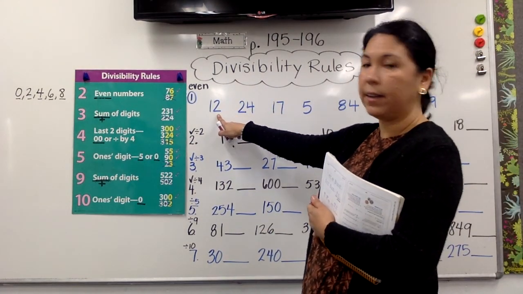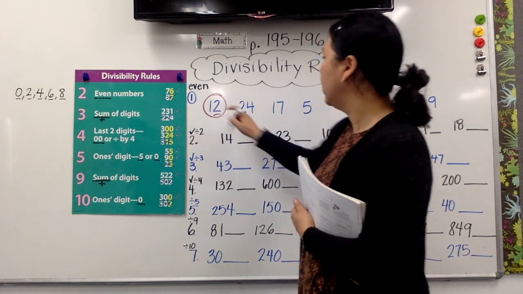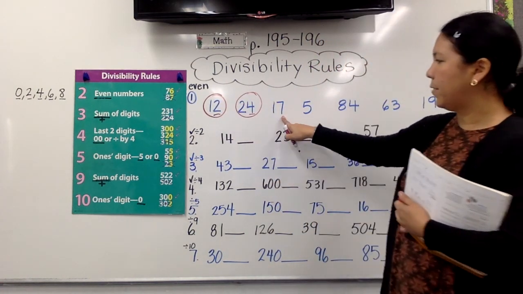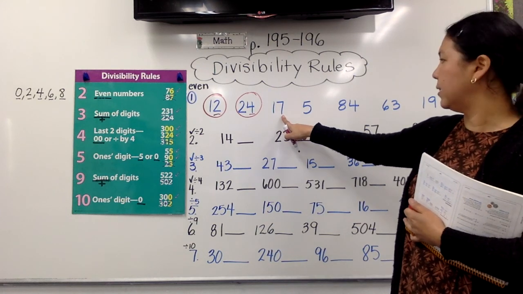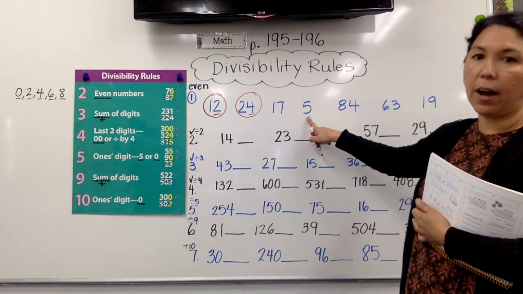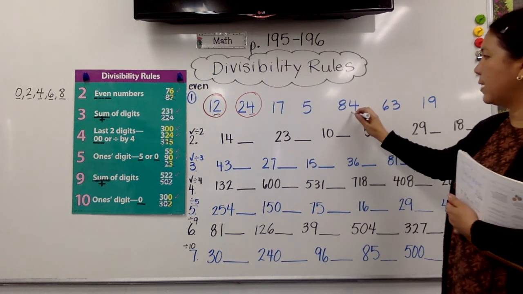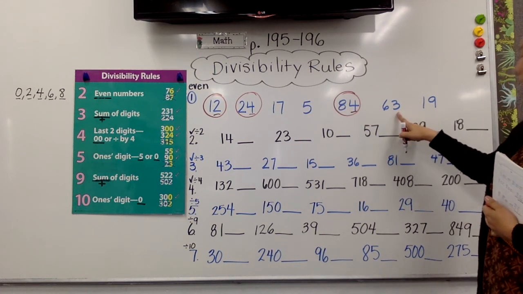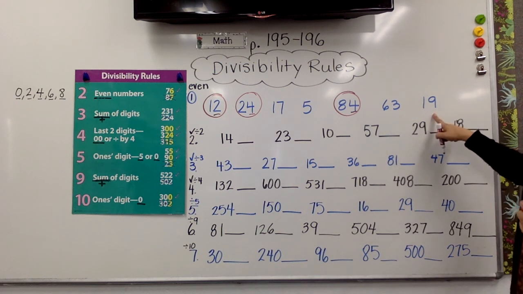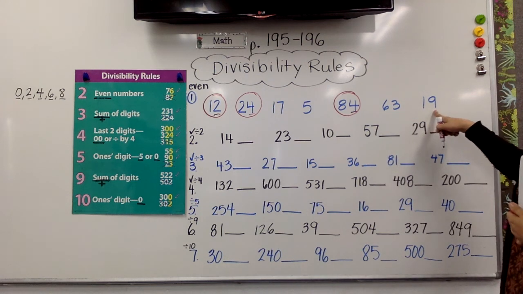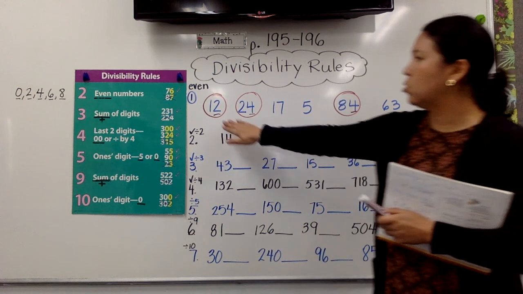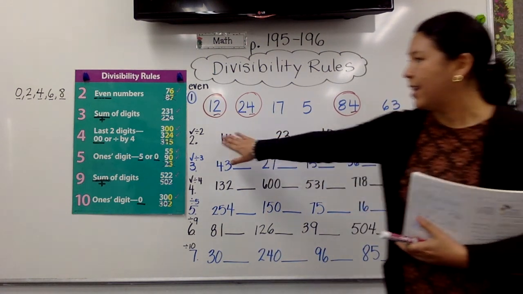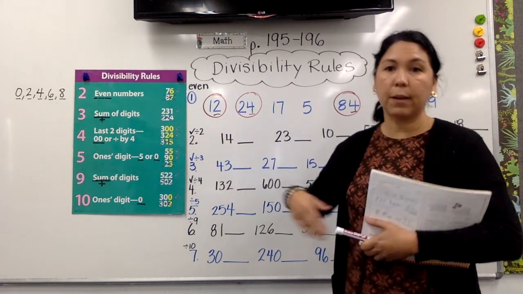12, is it even? Yes, it ends in a 2. 24, is it even? Yes, it ends in a 4. 7, is it even? No, it's odd, it ends in a 7. 5, odd. 84, yes, it ends in a 4. 63, odd, it ends in a 3. 19, odd, it ends in a 9. So you should have circled 12, 24, and 84. The rest are odd.